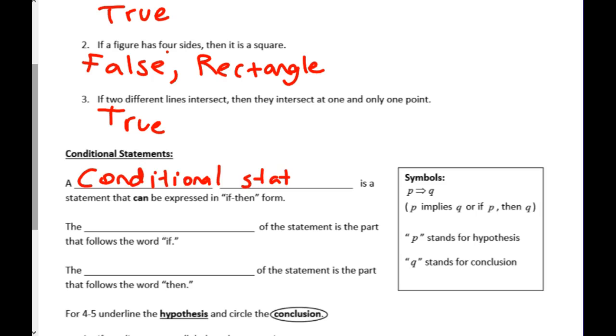Now, we talked about this yesterday with the magazine thing. A conditional is an if-then statement, a statement that can be expressed in if-then format. So if you're the Cowboys, then you beat the Redskins.